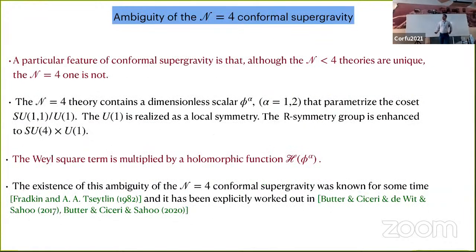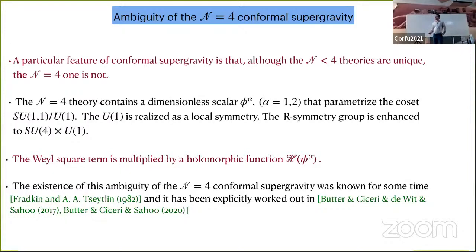So why am I talking about N=4 conformal supergravity? Why are we interested in this class of theories? We are interested because N=4 conformal supergravity has an ambiguity. This ambiguity is due to a holomorphic function H that appears in front of the Weyl squared term. This H function is a function of the fields phi, which parameterize the coset space SU(1,1) over U(1).